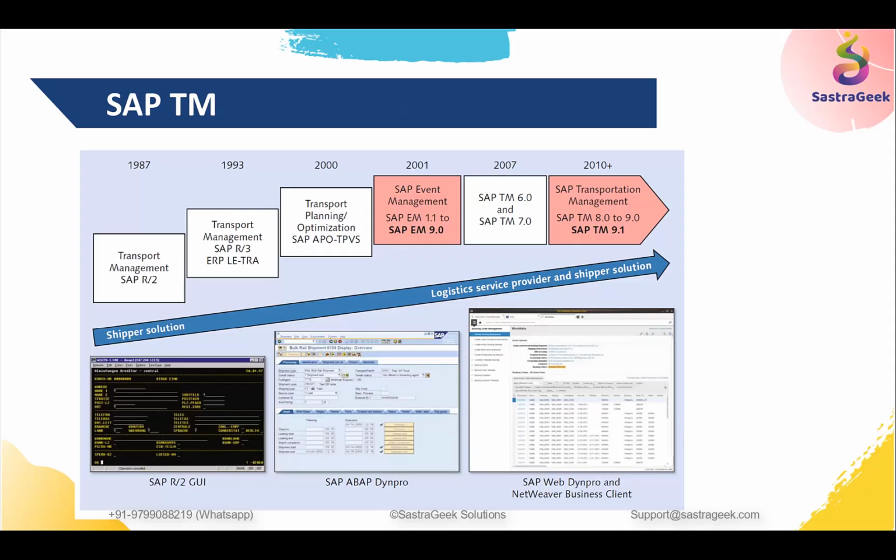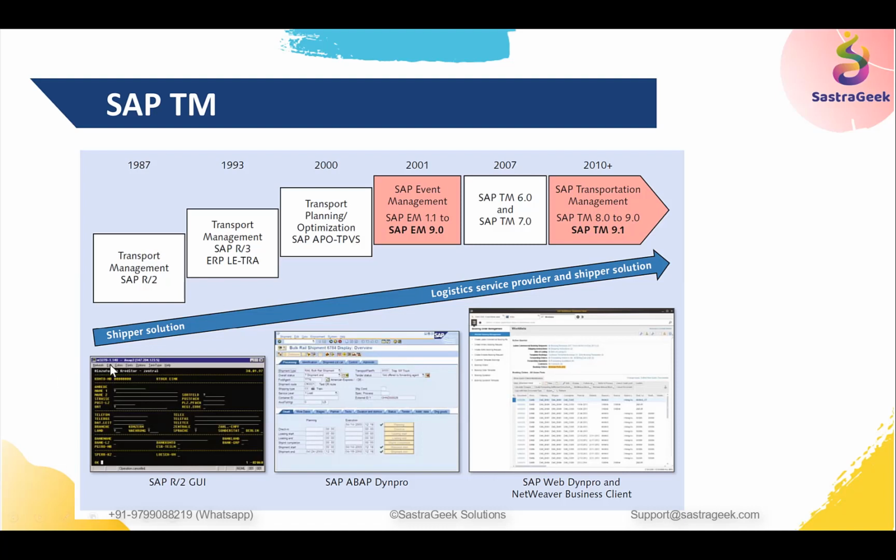So SAP thought about transportation management to be part of it from R2 time, which is very old time. And then it slowly evolved into different versions of it. And now we call it SAP TM. The latest one is 9.5 or 9.6. 9.6 is the embedded one. So there is no 9.6, but it is an S/4 core thing.